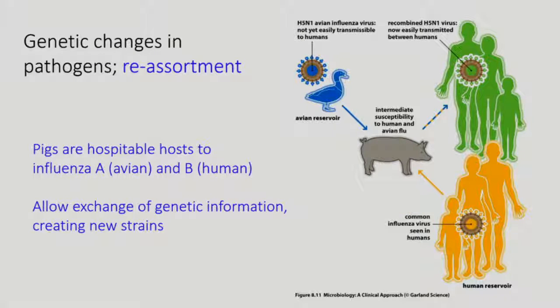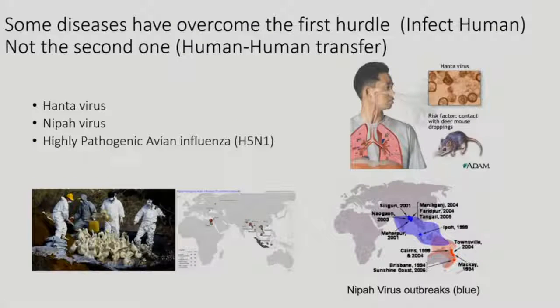So if you look at the pig, it can harbor both influenza A and B from human, and A from avian, and you can get the new product coming out, which can be highly infectious to man. So both pigs and chicken, the industry we are having in our country. And these are all about Hanta, Nipah, and highly pathogenic avian influenza. They have overcome the first hurdle to infect human, but there is no human-to-human transfer.